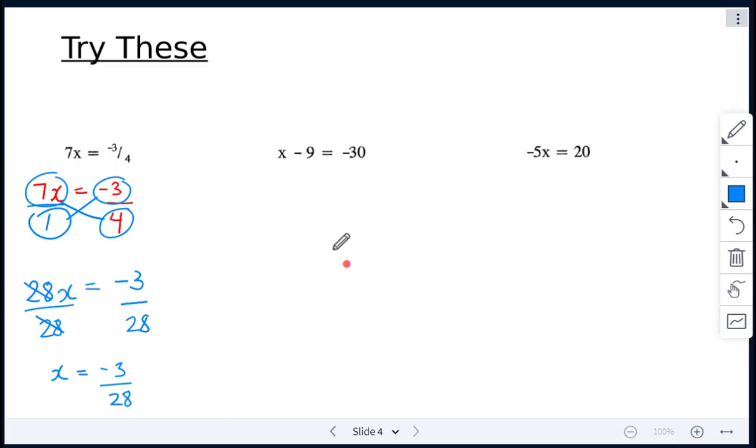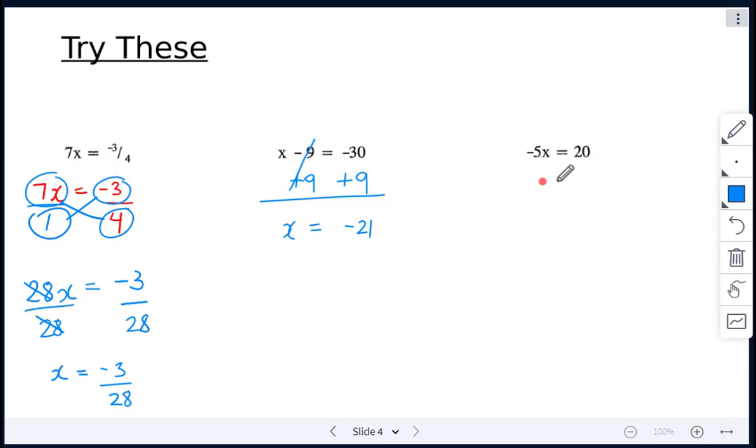All right, so we're going over this one here. We have x minus 9 is equal to negative 30. So it's minus 9, so the opposite of that is to add 9. So we're adding 9 to both sides. So negative 9 plus 9, that's 0. So we're left with x. So x is equal to negative 21. Okay, remember it's negative 30 plus 9 to give us the negative 21.